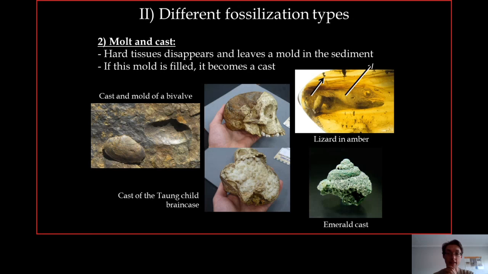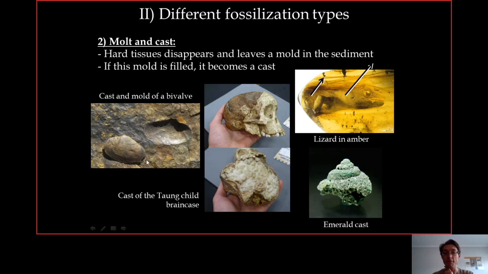The second type of fossils are molds and casts. Molds and casts are more or less the same thing. It's just that the mold is the imprint of the fossil in the rock, and the cast is the counterprint of that imprint. So here you have the mold, and here you have the cast.